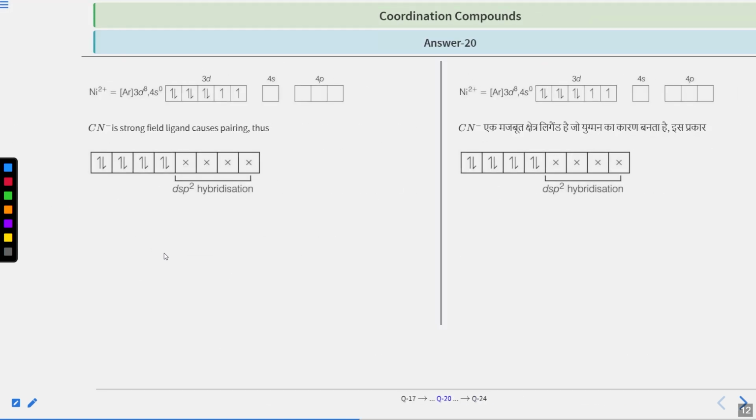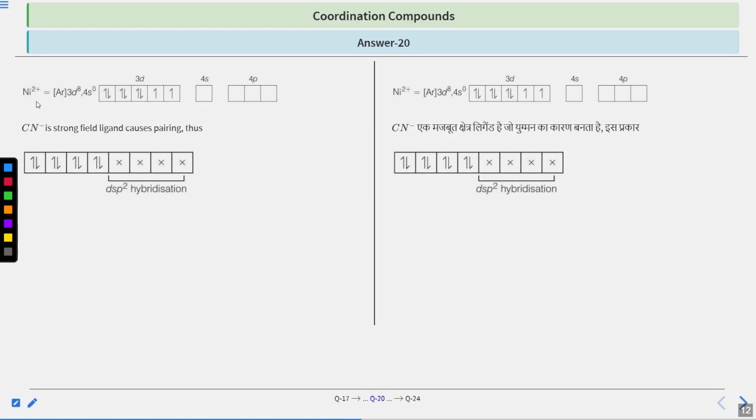Now nickel in the +2 state shows this electronic configuration, a noble gas electronic configuration, that is argon 3d8 4s0, and this will be the orbital configuration. So 3d8, 8 electrons will fill, 4s and 4p. Now cyanide, CN negative, is a strong field ligand. Again, it will cause pairing. So all the unpaired electrons get paired up, and this remains empty.